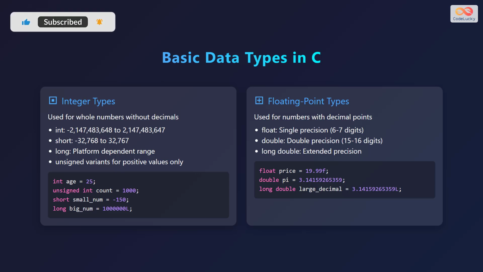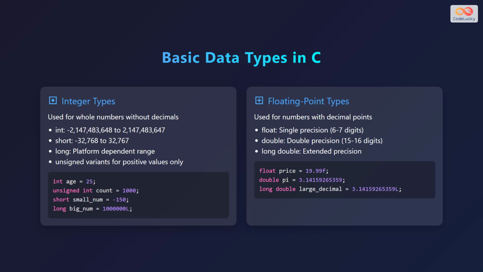Unsigned variants like unsigned int are used when you only need positive values, effectively doubling the positive range available. Here are some examples. int age = 25; unsigned int count = 1000; short small_number = -150; and long big_number = 1000000L.